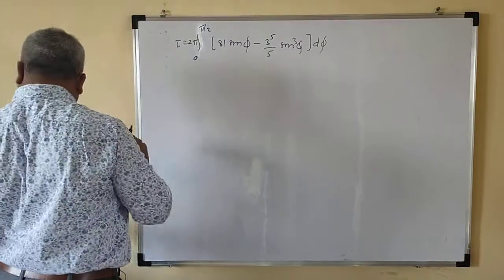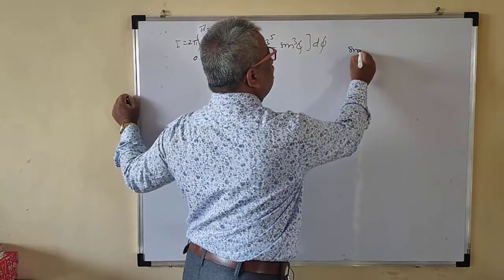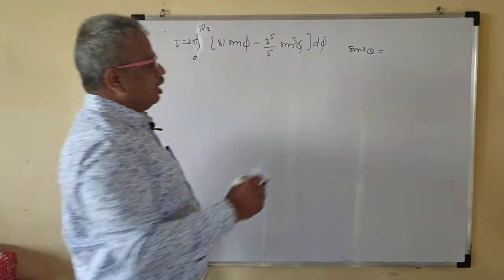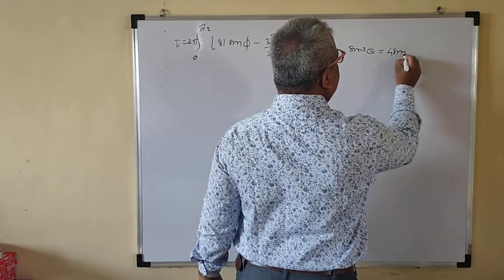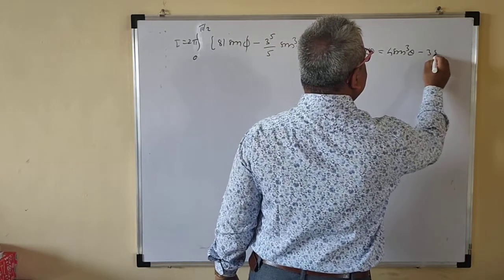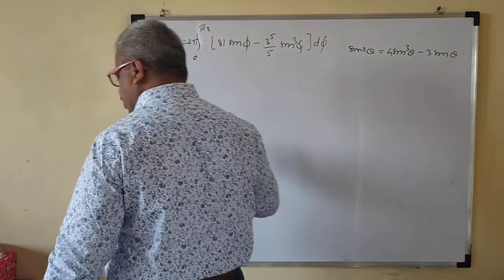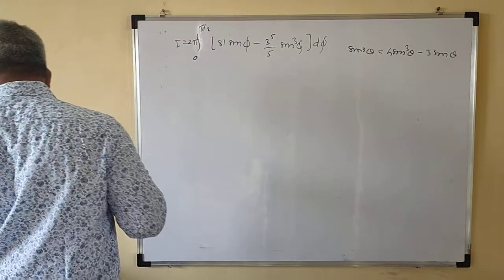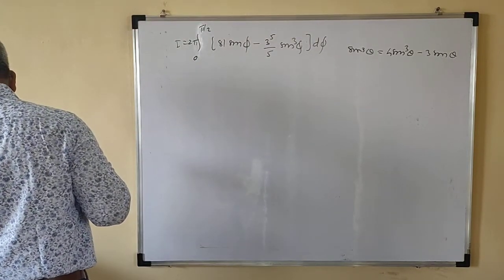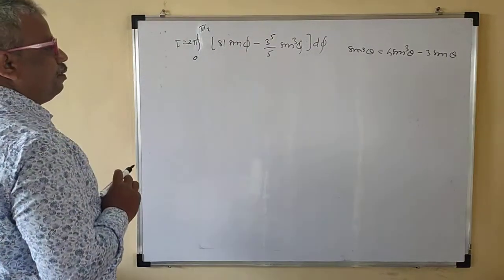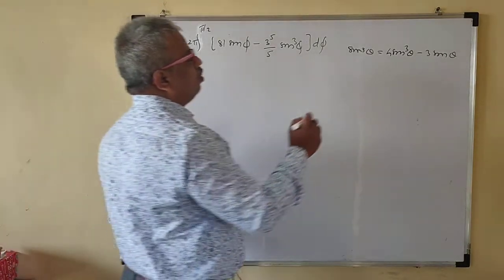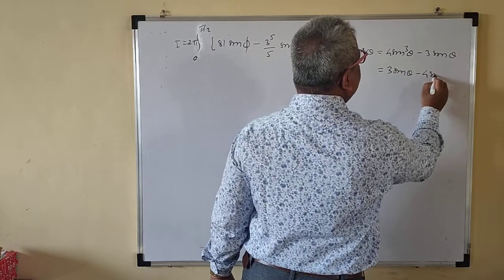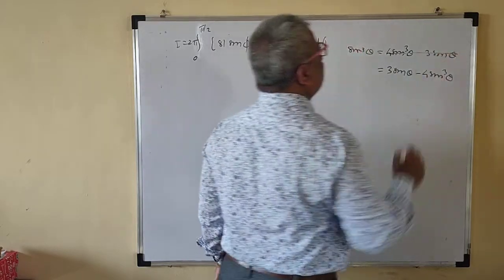You know that the formula for sin 3 theta gives the sin cube. What is the formula for sin 3 theta? That is 4 sin cube theta minus 3 sin theta. Is it correct? This is not correct. The correct formula is 3 sin theta minus 4 sin cube theta.